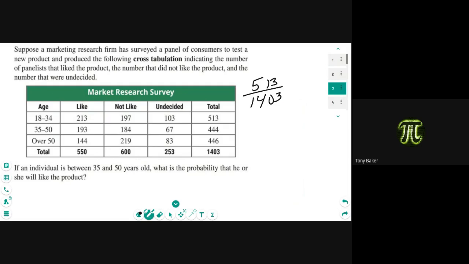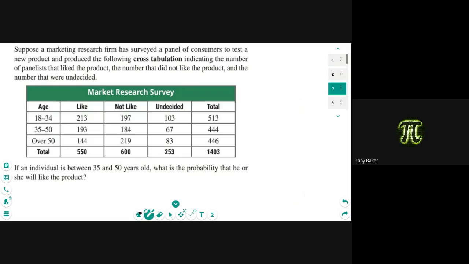All right. What is the probability that an 18 to 34-year-old liked the product? Right, 213 out of the 1403. Okay, because there's 213 18 to 34-year-olds that like the product out of the total.